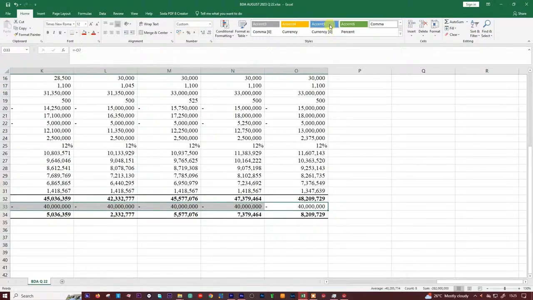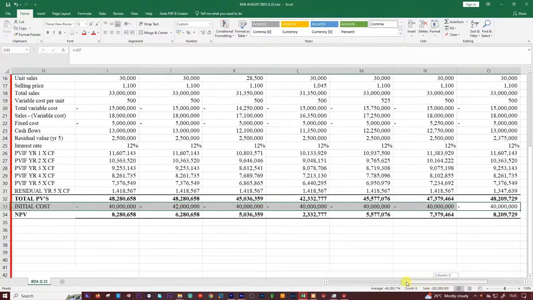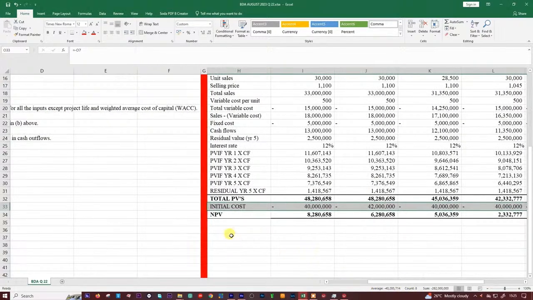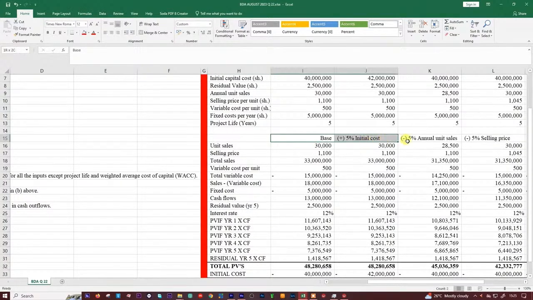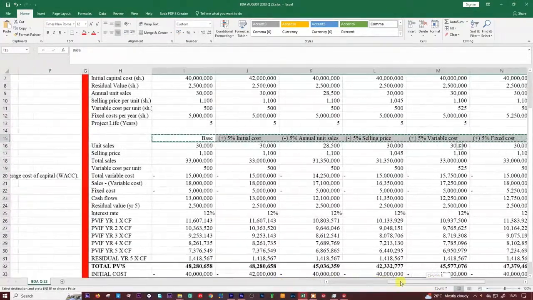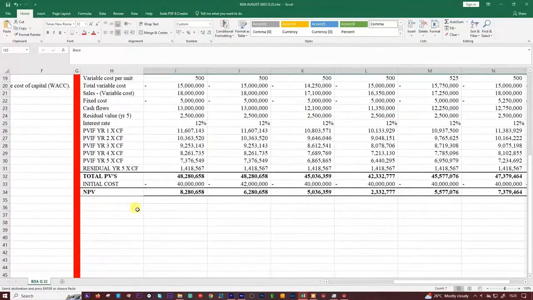So with that, then we have the scenarios. Part B, carry out a sensitivity analysis for NPV assuming adverse variance of 5% for all inputs except project life and weighted average cost of capital there. So the base case, so part B here, can do it just down over here. So the base, we just almost like sort of copying this, down over here.